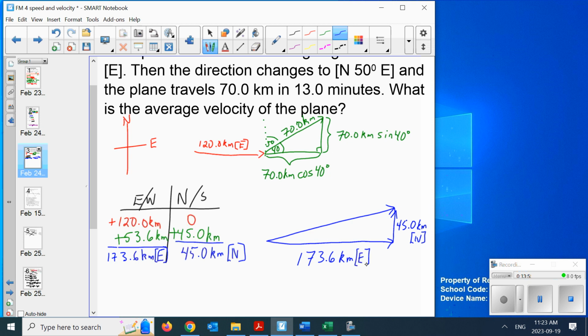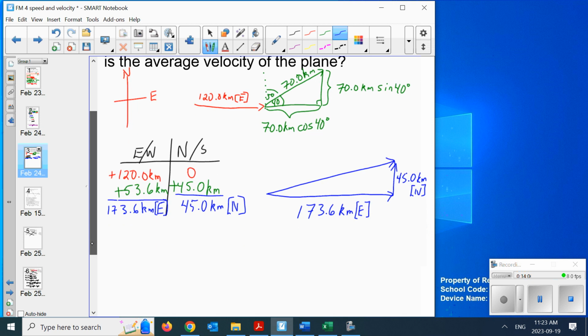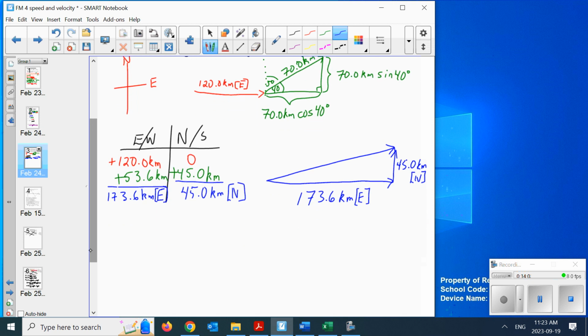What theorem? Yeah, Pythagorean theorem, A squared plus B squared. So, okay. I'm going to just say it's the square root of 173.6, I'm going to leave out the kilometers right now, plus 45.0 squared. This is what we're looking for, right? I'm going to call it R, the resultant. I'm just square rooting right off the bat.